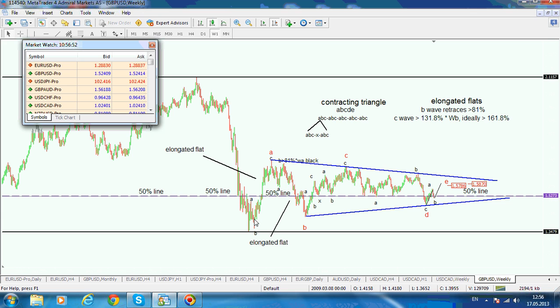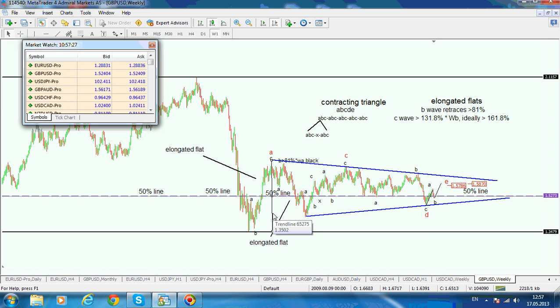Now, whenever you are looking at a contracting triangle as a continuation pattern, regardless of the time frame, even if it is on a 5-minute chart or a 1-hour chart, the measured move of this contracting triangle is the height of the first leg, of the first wave. In this case, wave A. So what you should do is take a trend line and measure the height of wave A, like this. So this is the height of wave A.